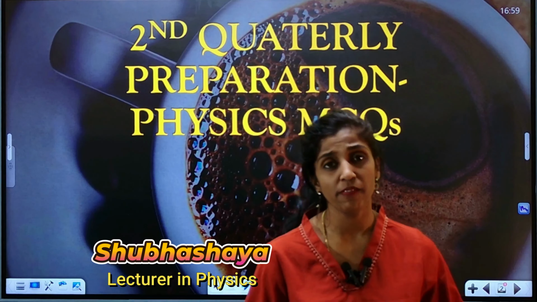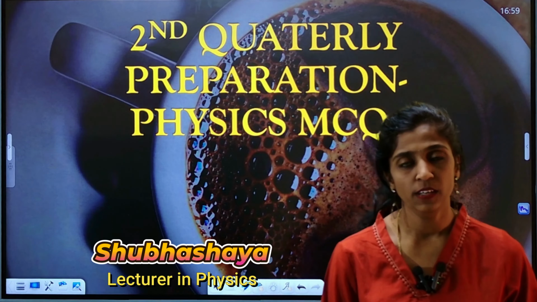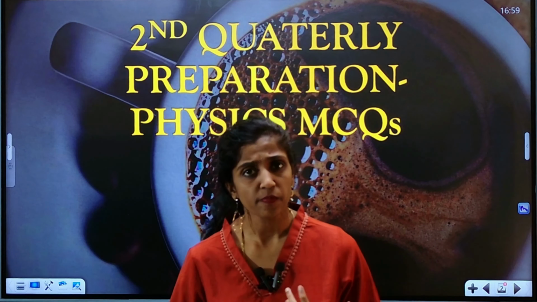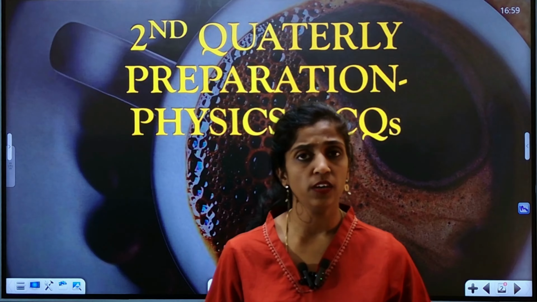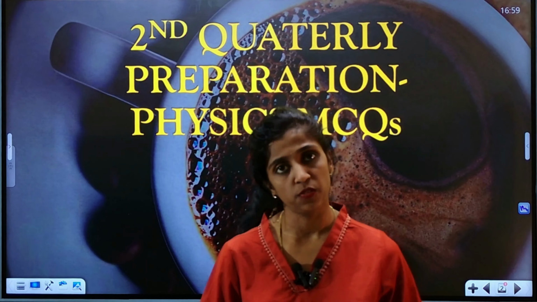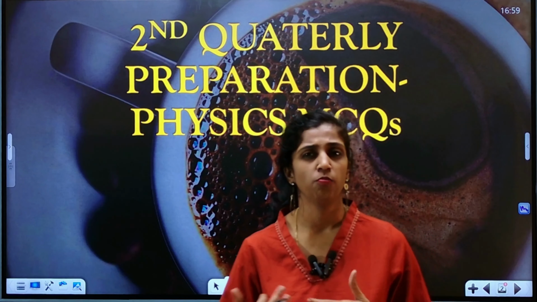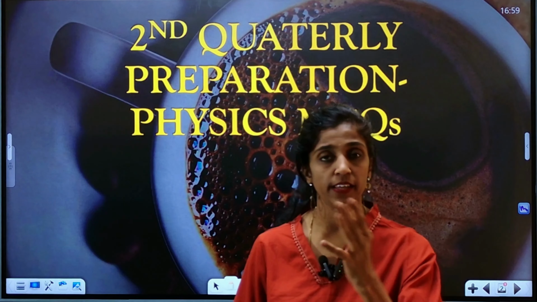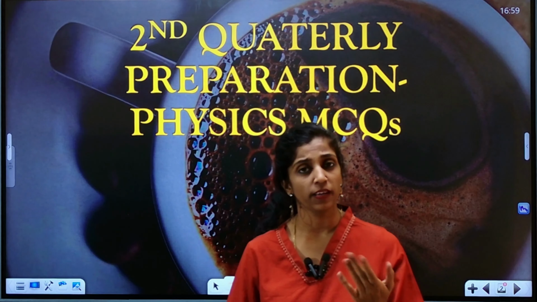So in our previous video we had done some preparation for our second quarterly exam. As you know, we have 4 chapters. Today let us work on MCQs. As I observed, most of the students find difficulty in MCQs. So I've taken some of the synopsis, some of the most important, most expected topics from all the 4 chapters. As you all know, we have alternating current, electromagnetic waves, ray optics, and wave optics.